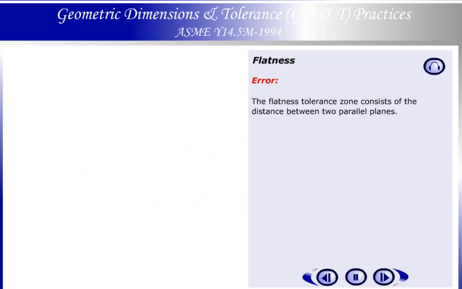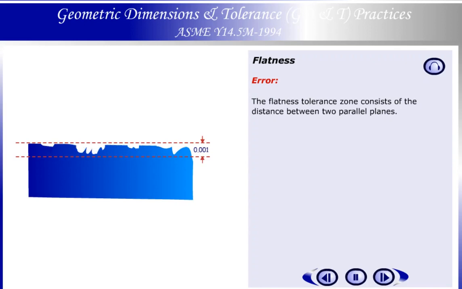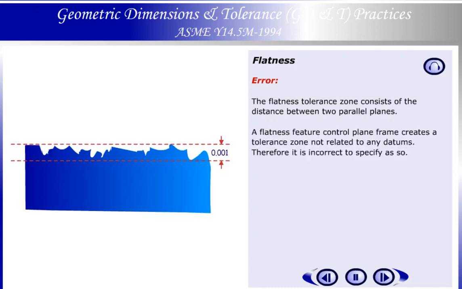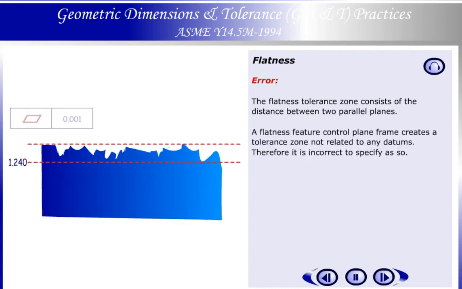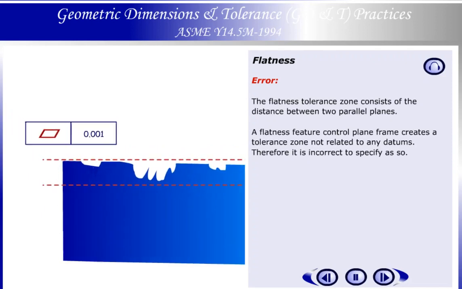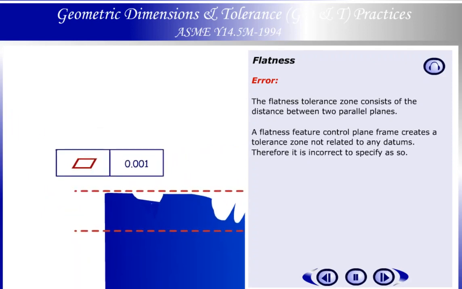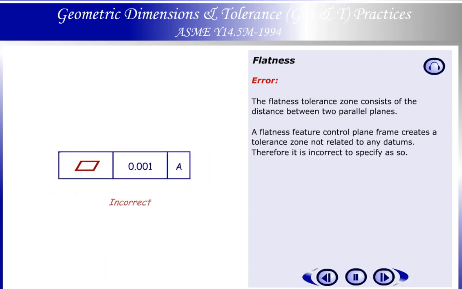Error. The flatness tolerance zone consists of the distance between two parallel planes. A flatness feature control frame creates a tolerance zone not related to any datum. Therefore, it is incorrect to specify it as so.